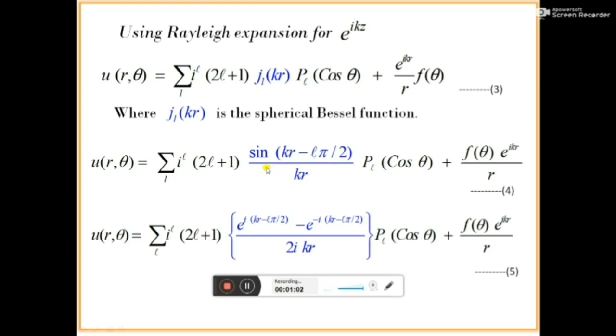Then this sin of kr minus L pi by 2 divided by kr can be written as e power i kr minus L pi by 2 minus e power minus i kr minus L pi by 2 divided by 2i kr. Thus we get equation 5.